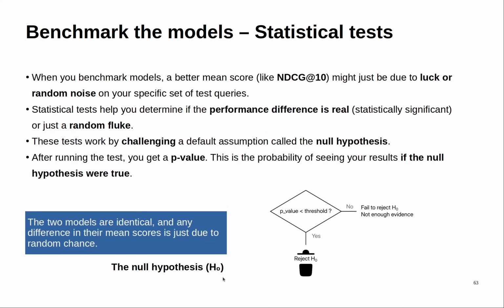So we are unsure if model A is better than model B or model B is better than model A. In this case, we don't have enough evidence, so we need to collect more data. And if this holds, then in the end, we say that the two models are basically similar in performance.